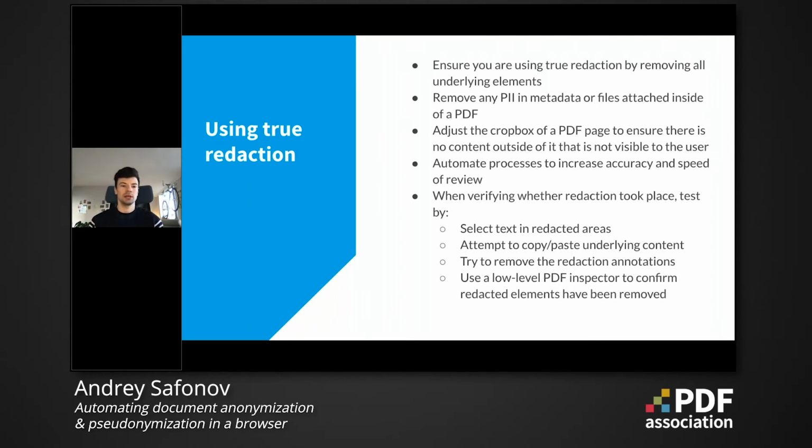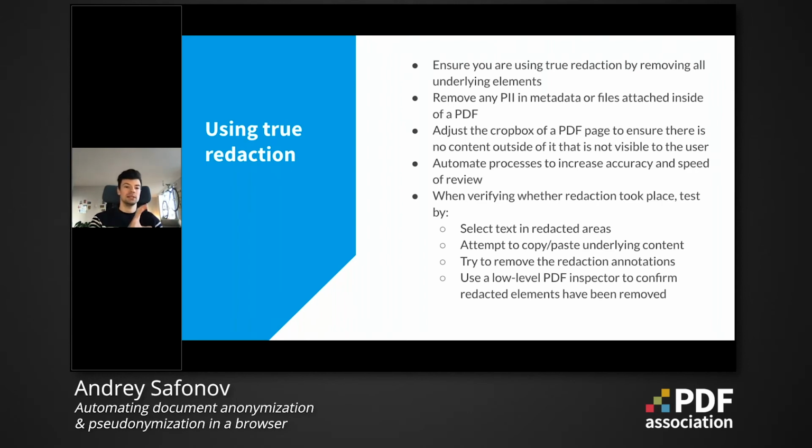Okay, and we really want to help users spend more time where their time is valuable, and any automation tasks we can outsource to an automated process, to increase the accuracy and the speed of the review. So I'm going to talk about some of those. And when it comes to verifying whether or not redaction took place, here's the best way to test it out.